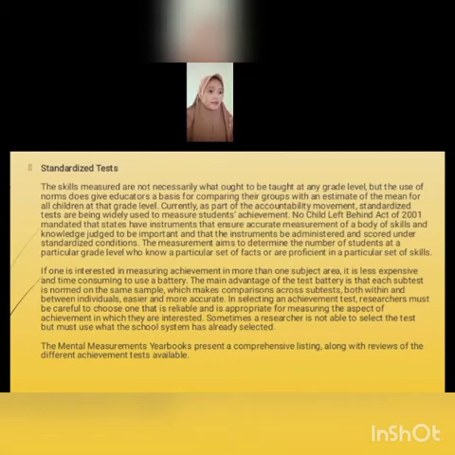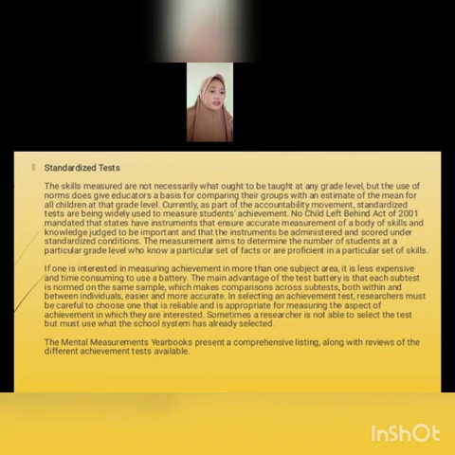The measurement aims to determine the number of students of a particular grade level who know a particular set of facts or are proficient in a particular set of skills. If one is interested in measuring achievement in more than one subject area, it is less expensive and time-consuming to use a battery. The main advantage of the test battery is that each subtest is normed on the same sample, which makes comparisons across subtests, both within and between individuals, easier and more accurate.